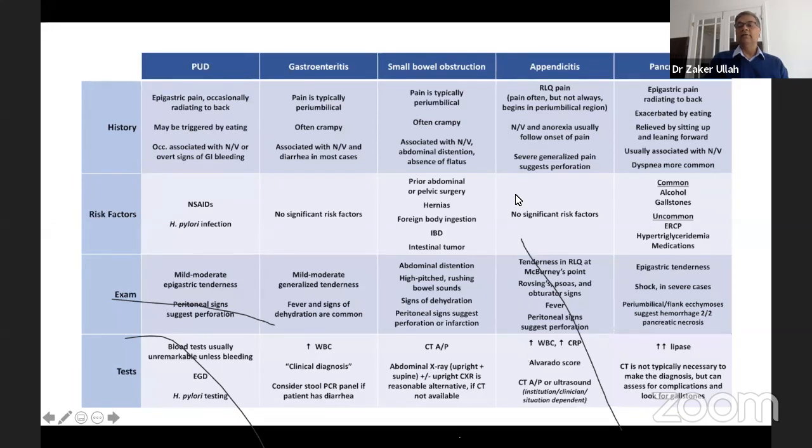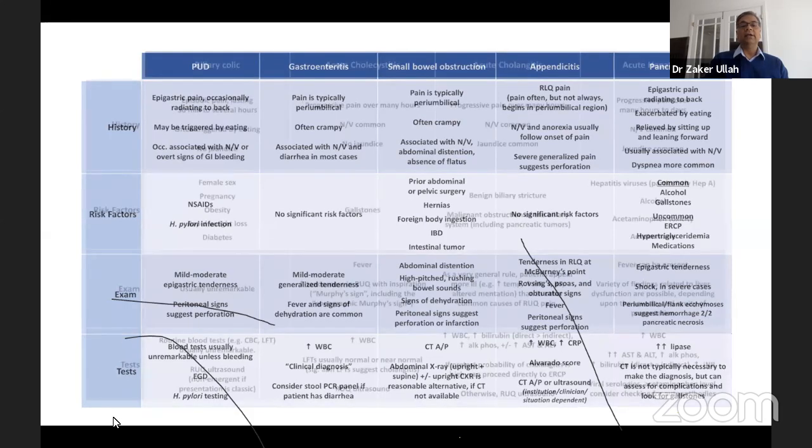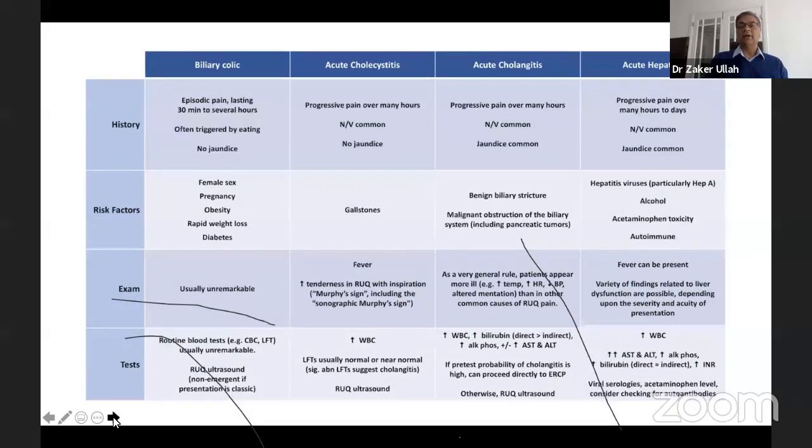So these are different conditions like peptic ulcer disease, gastroenteritis, small bowel obstruction, appendicitis, pancreatitis, and also you can see biliary colic, acute cholecystitis, acute cholangitis, acute hepatitis.